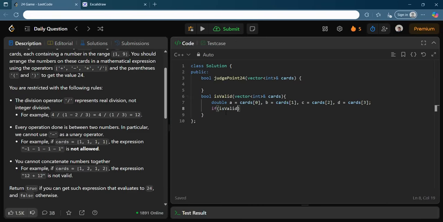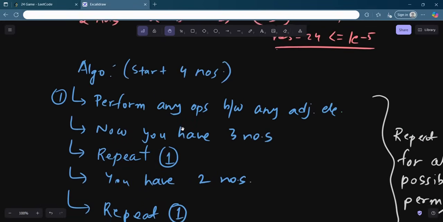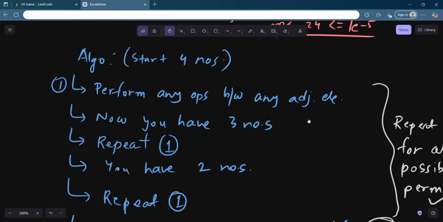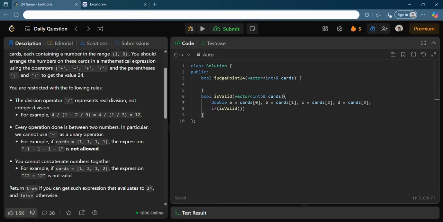Okay. So what I will do now, I will write another isValid function, and this isValid function, unlike this one, takes a vector. This will take three numbers, because when you have four numbers and you perform one operation you get three numbers, right? So perform any operation between any adjacent elements and now you have three numbers. So the first adjacent elements are A and B, so you can perform any operation between A and B. Okay, so I hope you understand what I am trying to do now.